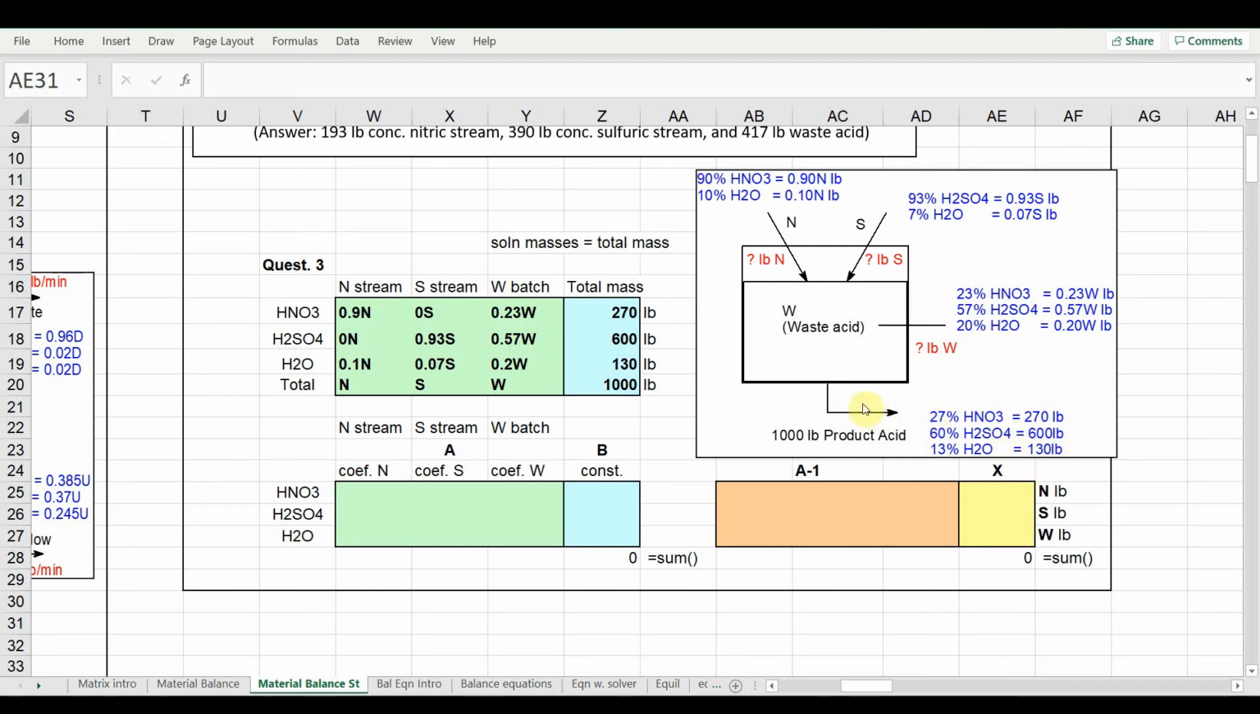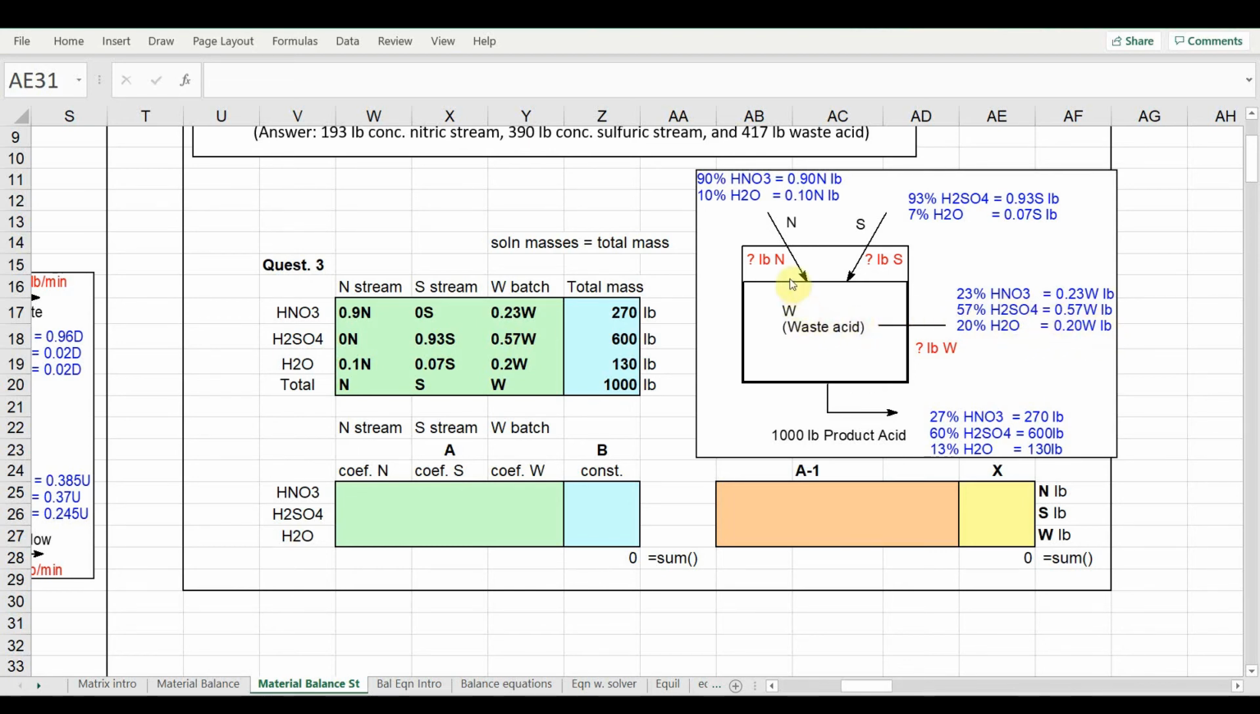We're told that the waste acid, I'll use the symbol W for this variable, is 23% by weight nitric. So the content of nitric is 0.23 times W pounds. It's 57% sulfuric, that's 0.57 W. And it's 20% water, and so we'll write 0.20 times W.